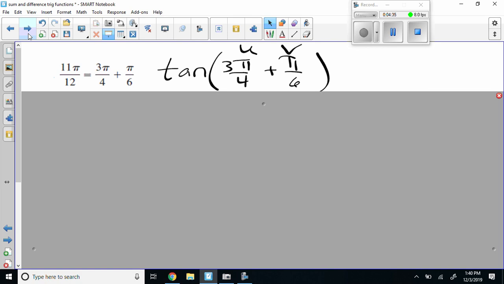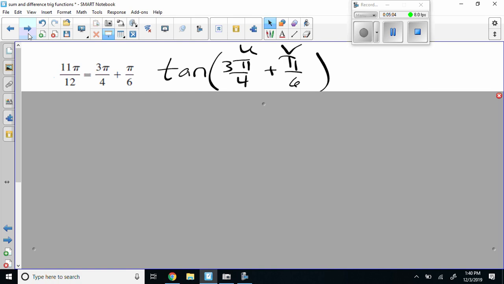Anybody? Y over x. Why y over x? Because y represents who? The sine. There you go. So yeah, she's going right back to her trig identity, right? Tangent is sine over cosine, right? So it's just y over x, correct?